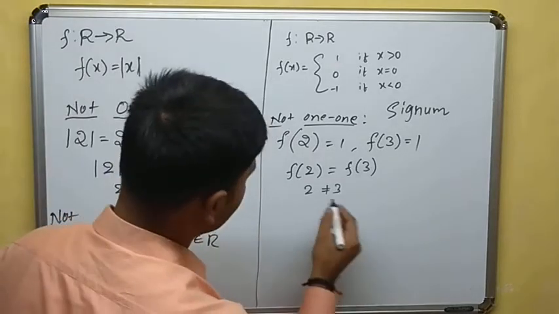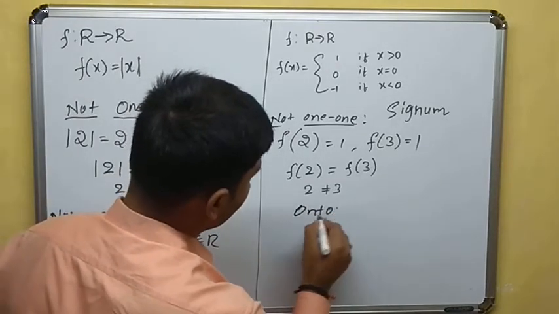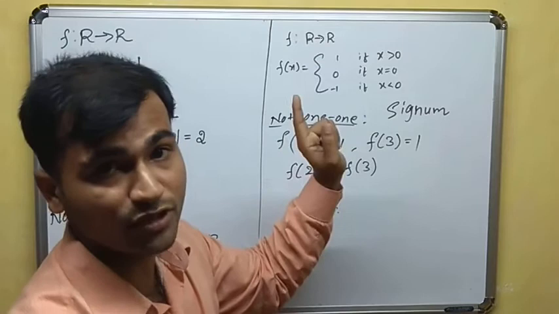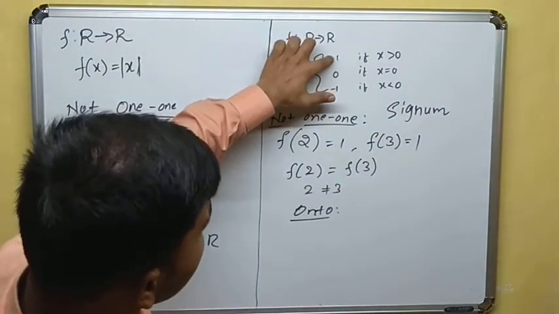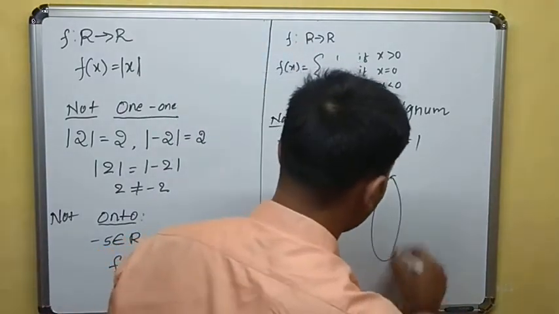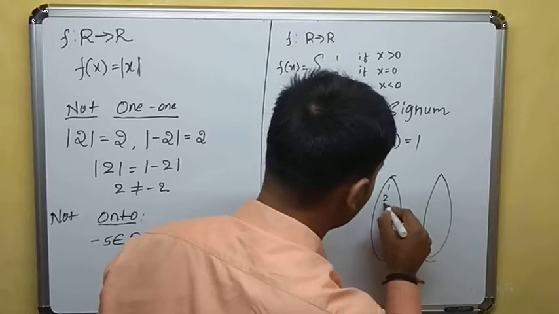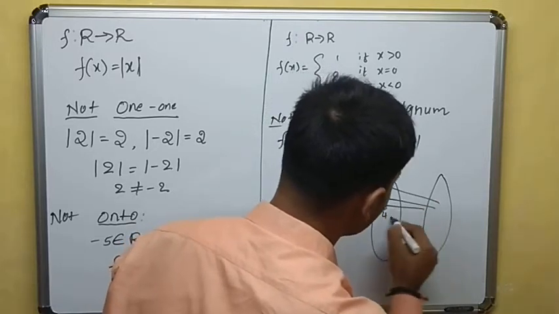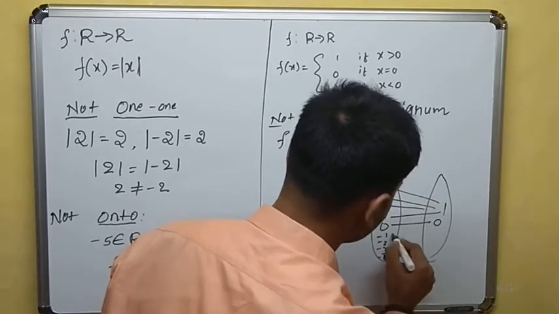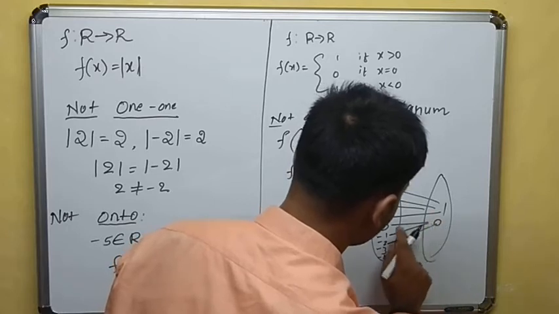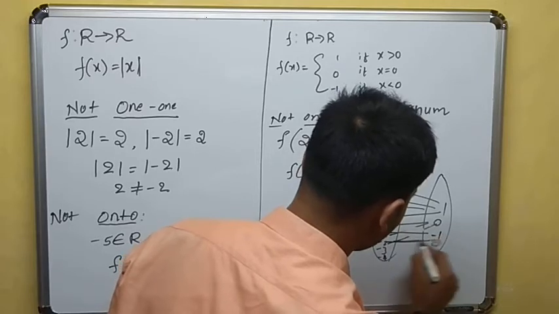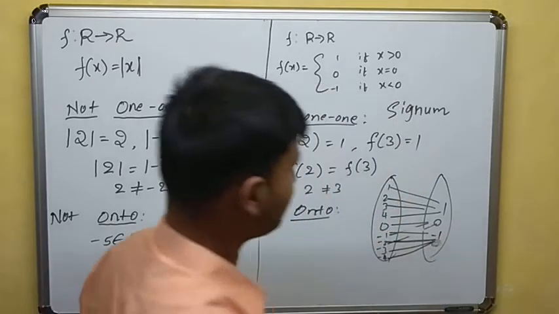For the onto condition, for all y belonging to R, there must be an x belonging to R such that y is equal to f of x. You can see the range of this function is 1, 0, minus 1. You apply any value for x. If you apply 1, 2, 3, 4, all these values connect to 1. 0 connects to 0. Minus 1 connects to minus 1, minus 2 to minus 1, minus 3 to minus 1, minus 4 to minus 1.